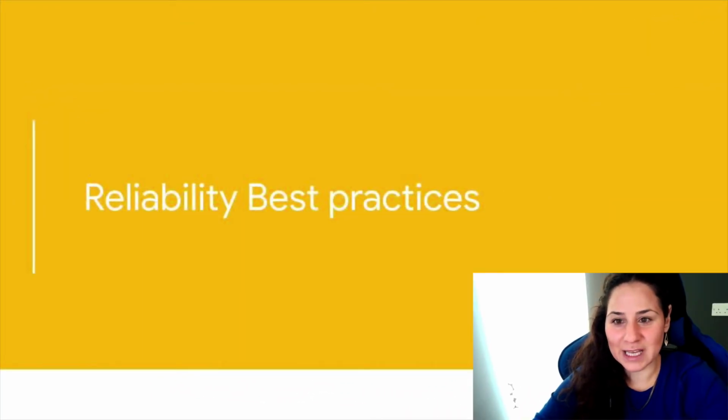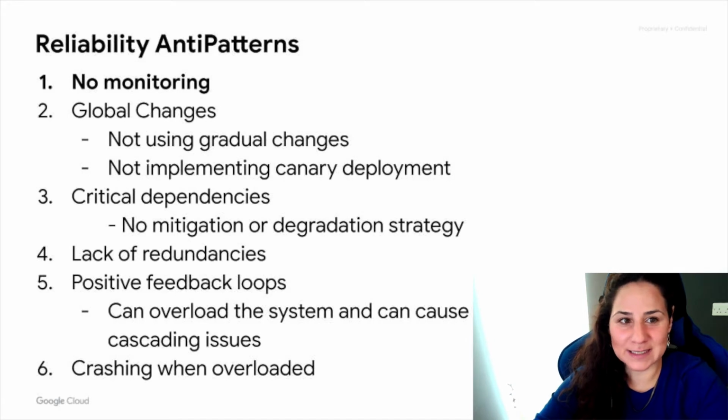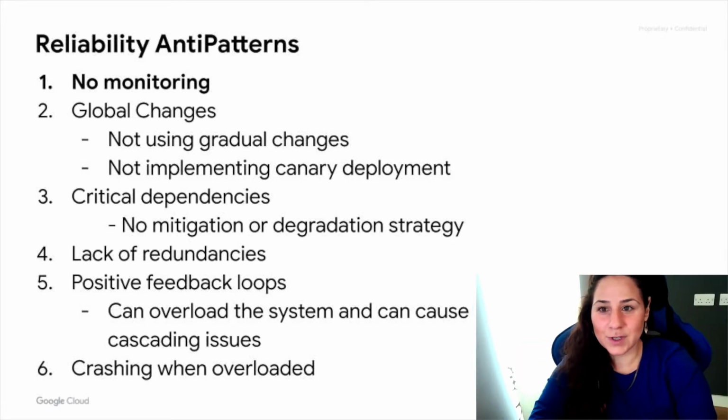Before we jump to reliability best practices, I want to call out a few anti-patterns as well. And remember that we want to be able to make decisions based on data, and we also want to have resilient applications. So a few anti-patterns for that matter will be not to have monitors. If we don't have data, we are blind, we don't know where we stand, and we don't know where we're going. Doing global changes as normal is also an anti-pattern. For example, if we don't have gradual changes, or we are not using canary or progressive deployments.